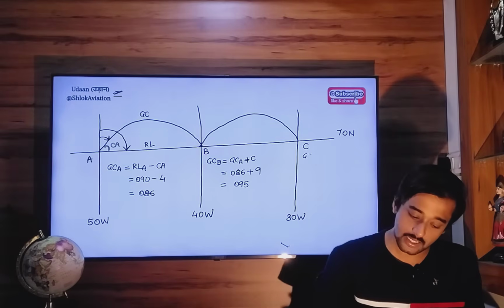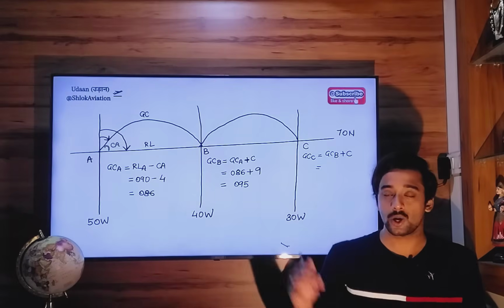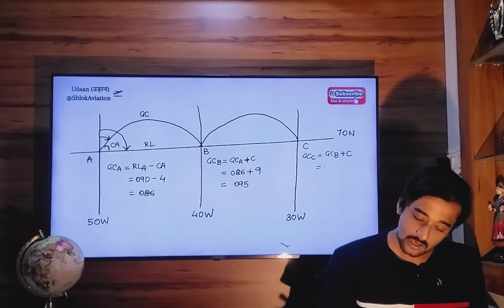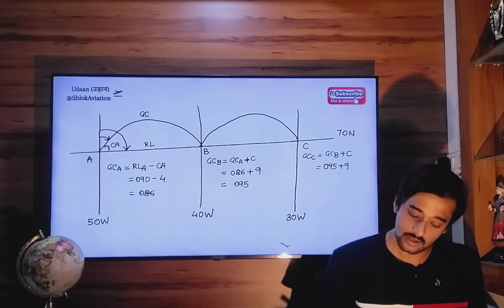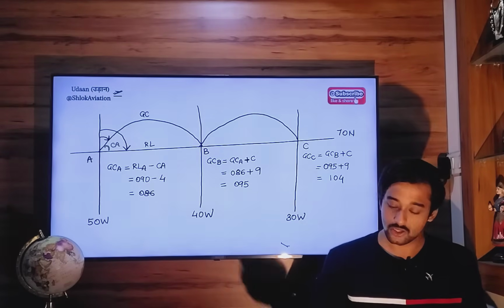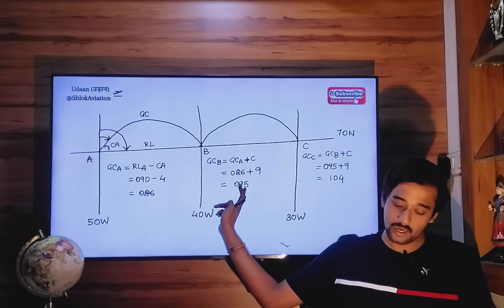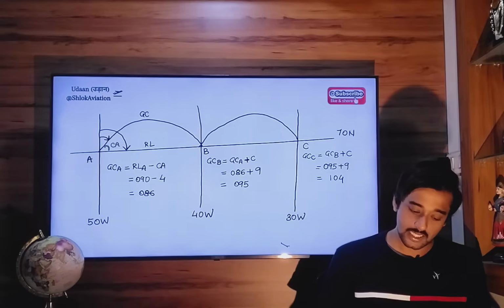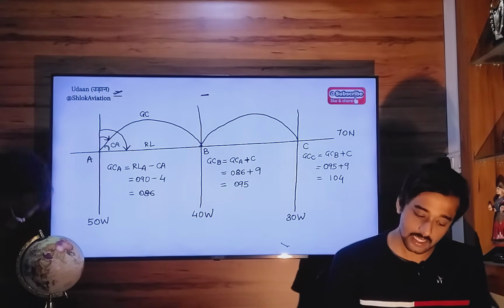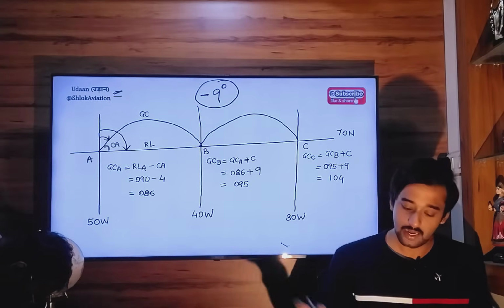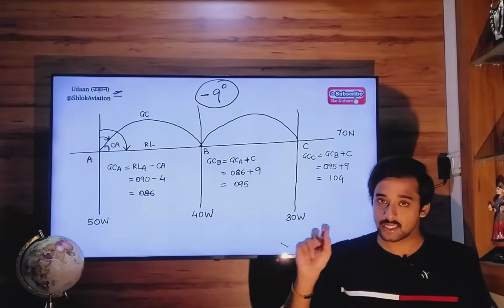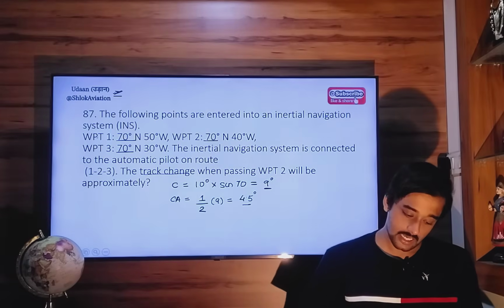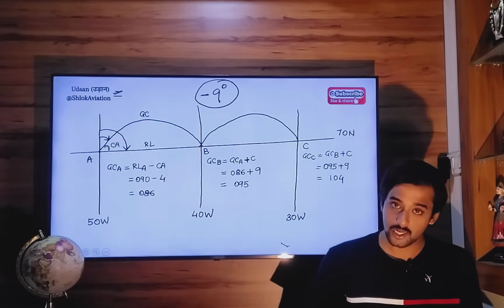Next, great circle track at C will be great circle track at B plus convergency. Again, you are in the north and you are traveling east. So 095 plus 9 is 104. So 086, 095, 104. The change that is happening at great circle track at B is equal to minus 9 degree. Okay, 95 is less than 104 by minus 9 degree. So the answer here is the track change when passing waypoint 2 will be approximately minus 9 degree.